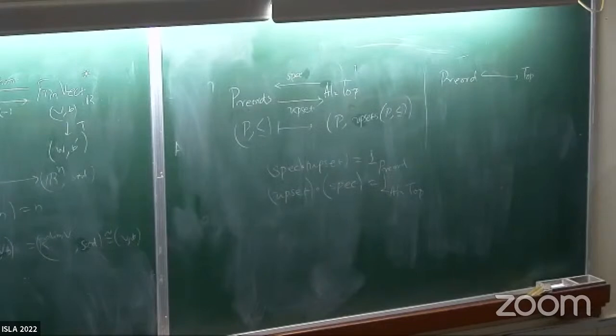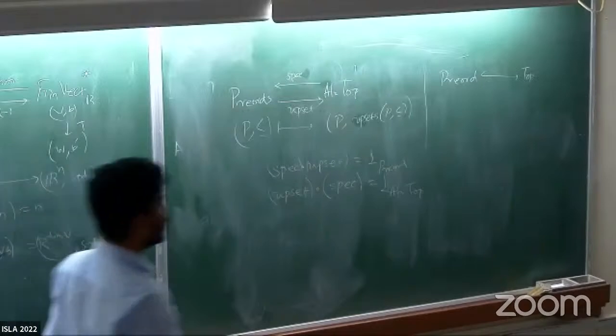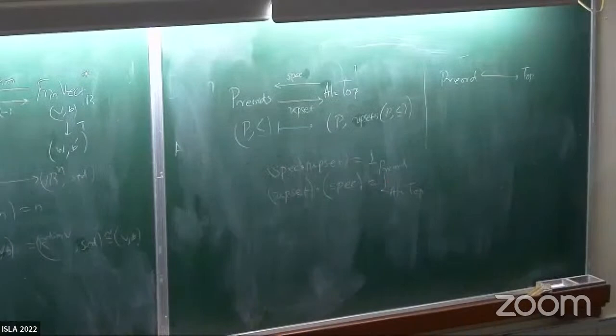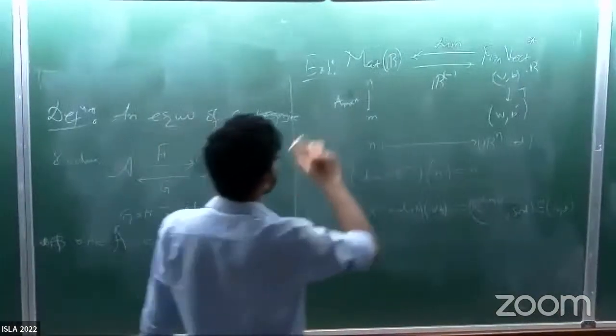Is that clear? Does downset also a functor? Something like that will be in the tutorial. So I'm not going to give an answer to this. We'll talk about that in the tutorial. Okay. I hope that is okay.